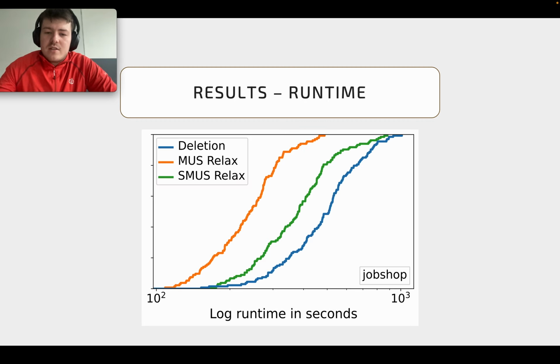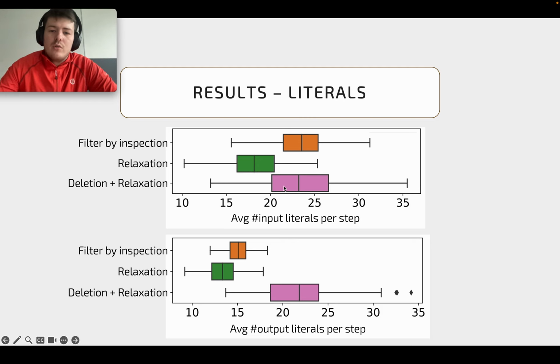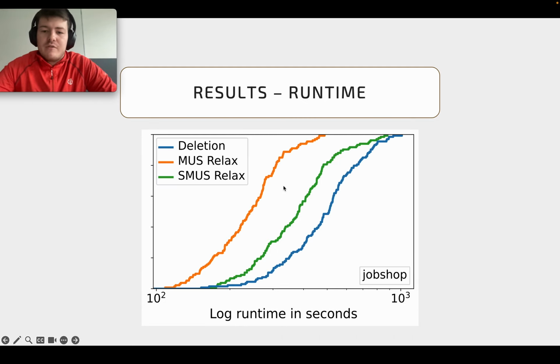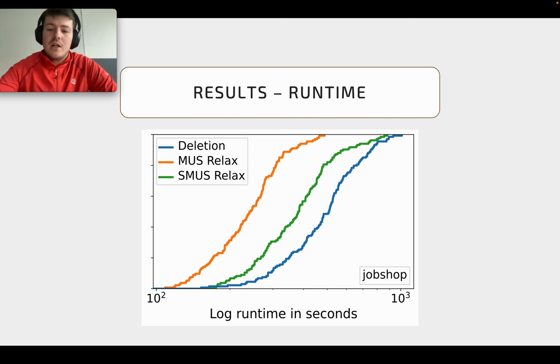So why is this interesting to run only relaxation? Well, because it's a lot faster. So what I said, deletion-based filtering, you have to recompute each remaining step, so that's very expensive. While if you just do relaxation, it's much faster, and you can still remove a lot of the redundancy in your sequence. And so you can clearly see that from this plot here as well.